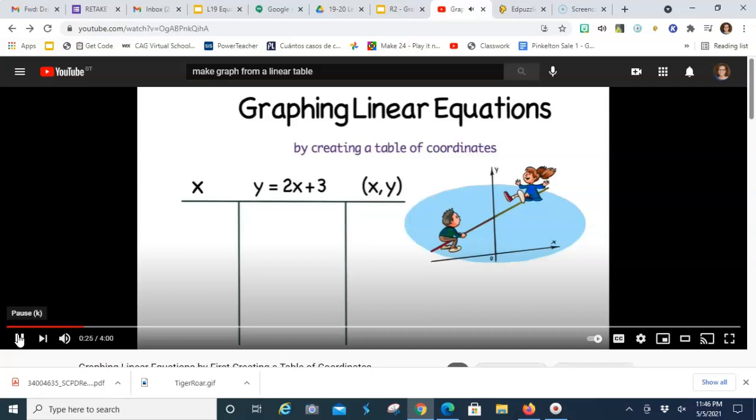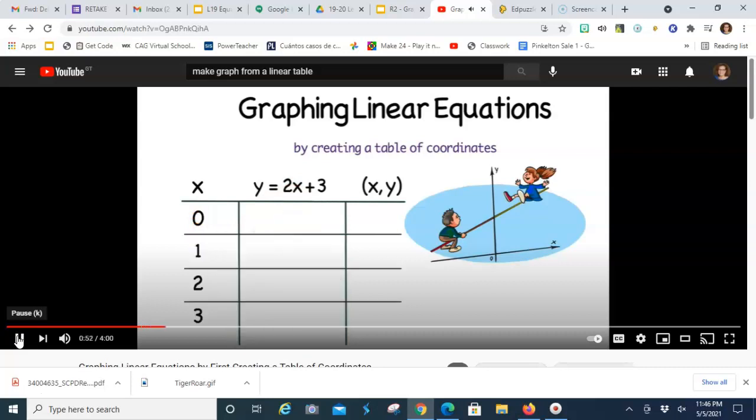So if they don't give you x values, you get to pick your own. And I would pick easy numbers, friendly numbers like 0, 1, 2, 3. You can pick any numbers you want, but you might as well make it easy for yourself. So in this example, I'm going to use 0, 1, 2, and 3.